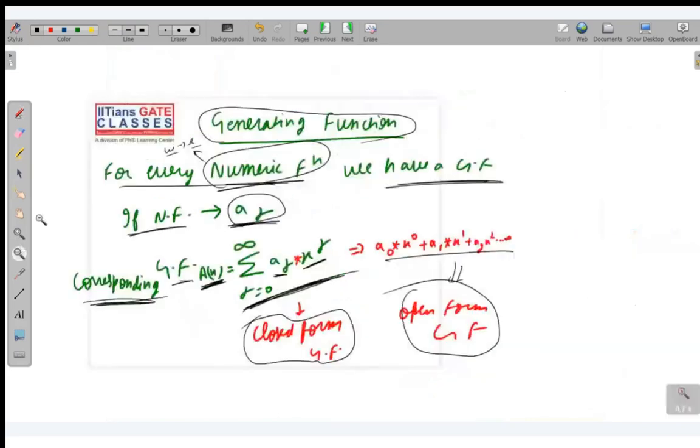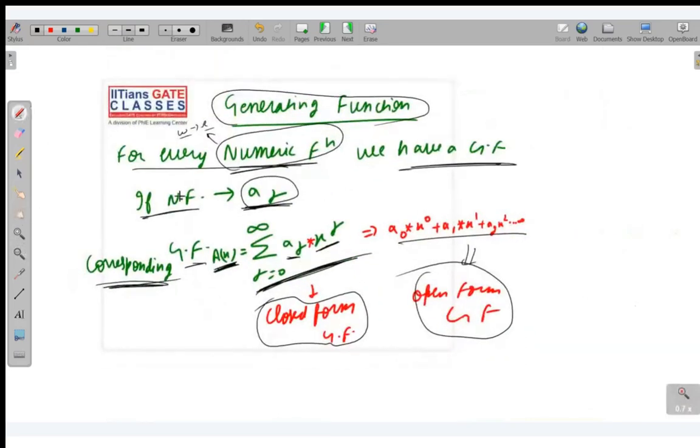Are you getting it? It's very simple. You just try to remember this: if the numeric function is a_r, then its corresponding generating function A(x) is represented as sigma r equals 0 to infinity a_r into x power r. That's it. If you open it up, you get the open form. If you leave it like this, it is a closed form.